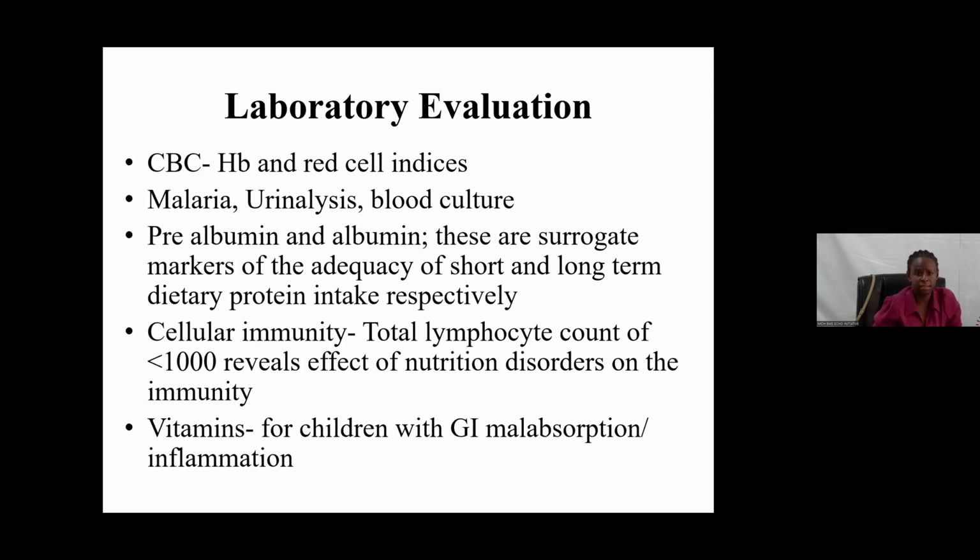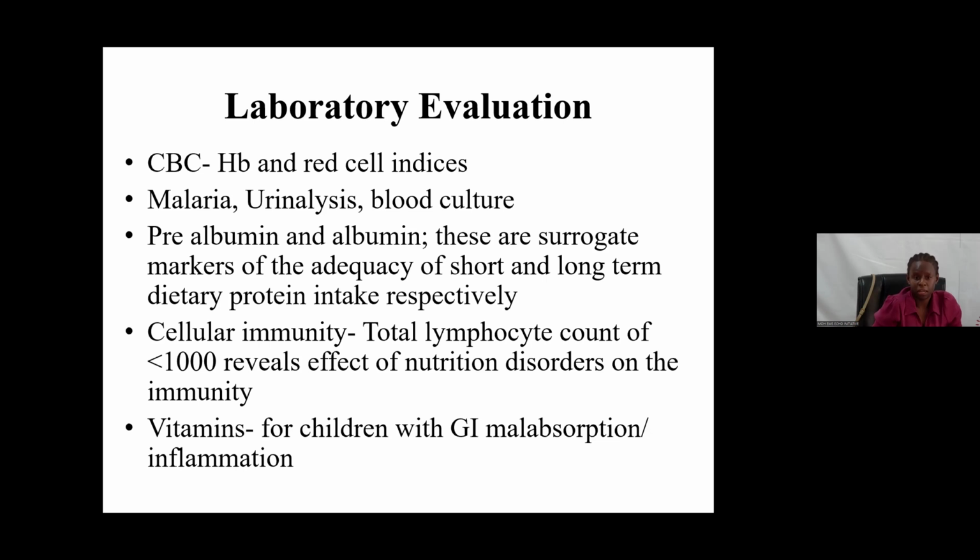malaria, UTIs, sepsis is very, very common. They may have a pneumonia, TB, like we saw in the baby who was shared in the case scenario. So you do a complete blood count to look at their HB, but also red cell indices, because you may have nutritional anemia in these children.